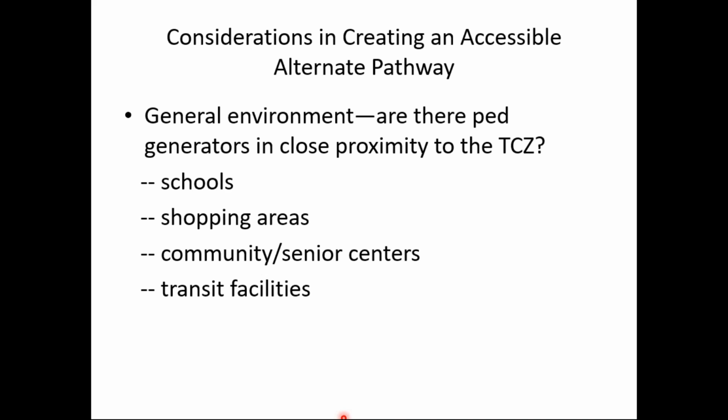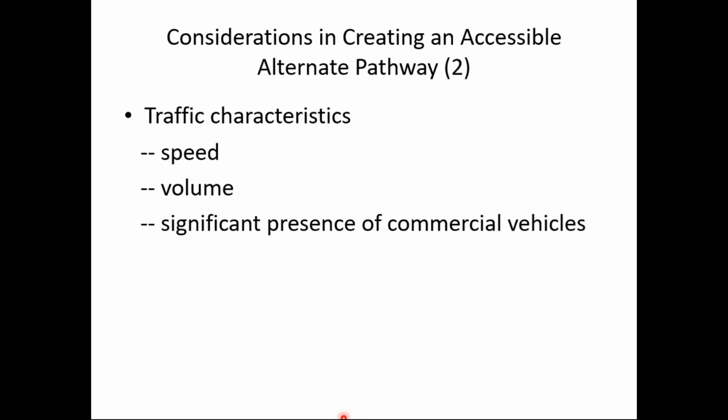We can kind of predict that there's going to probably be pretty good movement of older, elderly pedestrians between that senior housing facility and a pharmacy. So those are the sort of things we want to look for. Also look at traffic characteristics, the speed of traffic, the volume of traffic. Not only say over an average day, but also maybe peak hour volume characteristics. And also, do we have a significant presence of trucks or buses, large commercial vehicles?